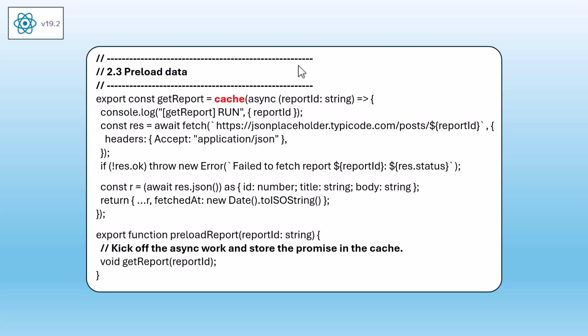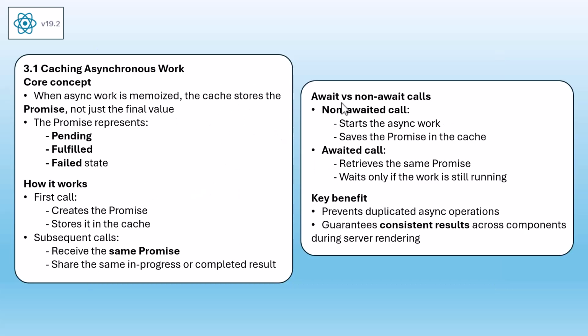This pattern is valuable when you want to overlap data fetching with other server computations or rendering operations. 3. Deep dive. 3.1 Caching asynchronous work. Memoizing asynchronous work means the cache stores the promise representing that work. The promise tracks whether the work is pending, fulfilled, or failed. When the memoized function is first invoked, the promise is created and stored.